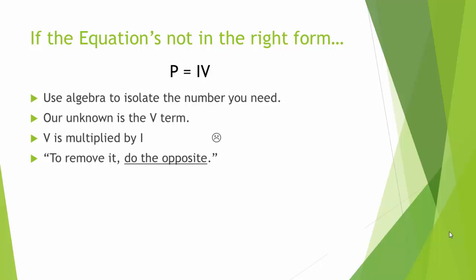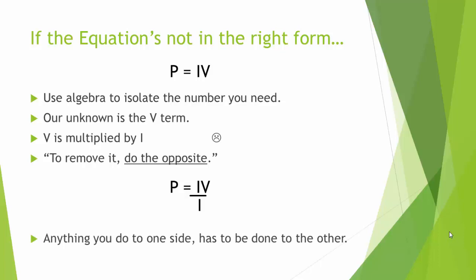What's the opposite of multiplying by I? Dividing by I. So we're going to take IV and divide by I, because we know that's going to get V on its own. But anything we do to one side, we have to do to the other to keep it equal. So we also need to divide P by I.